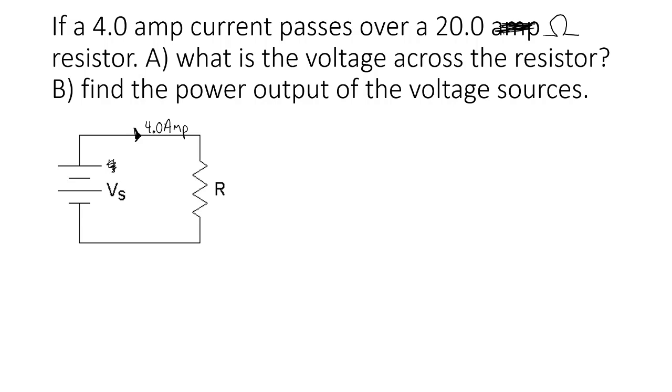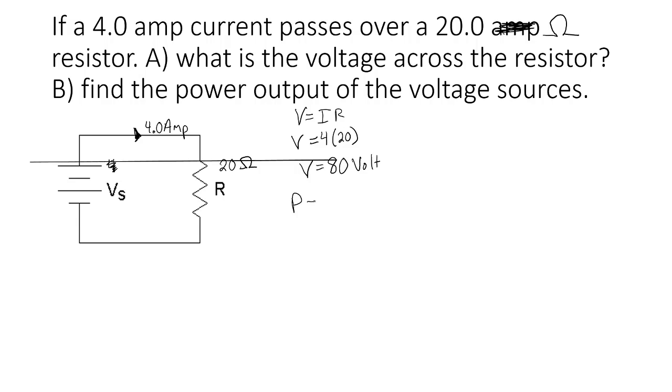So this is a 20 ohm resistor. So V equals IR. And we know that amps is 4 and the ohms is 20. That will give us the volts. 4 times 20 equals 80 volts.